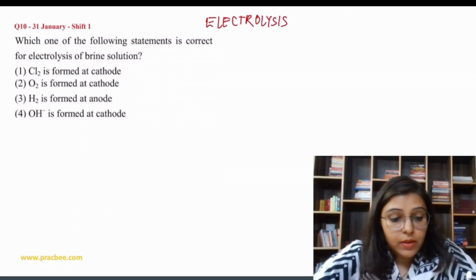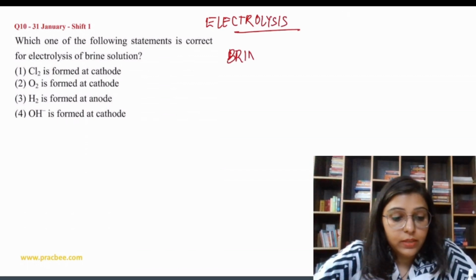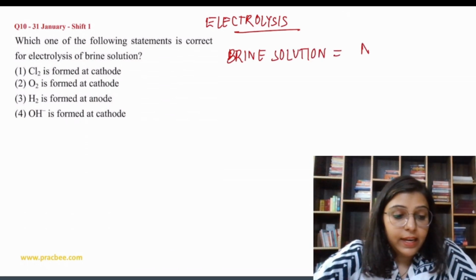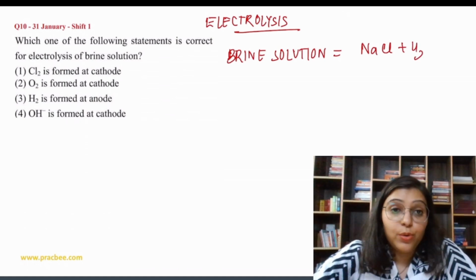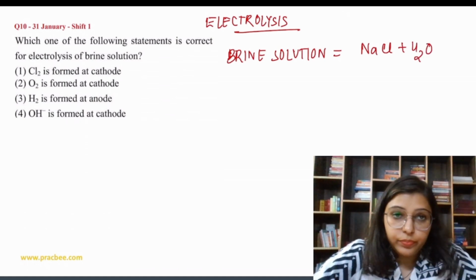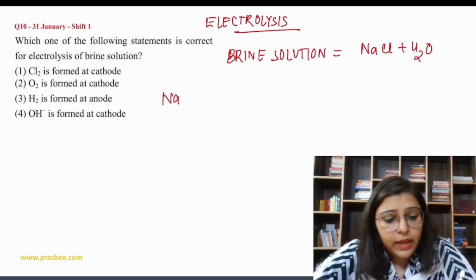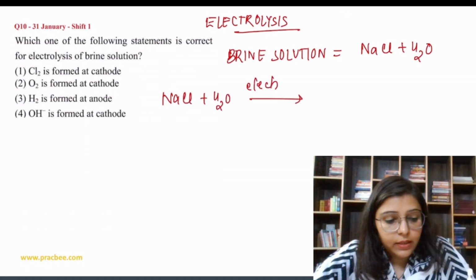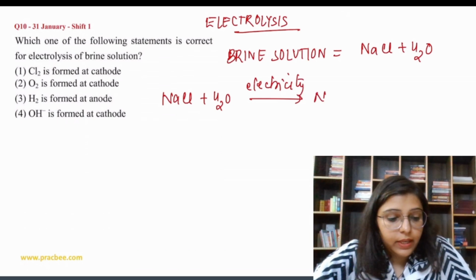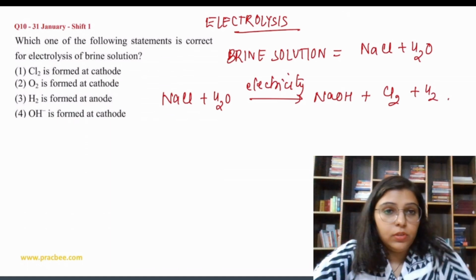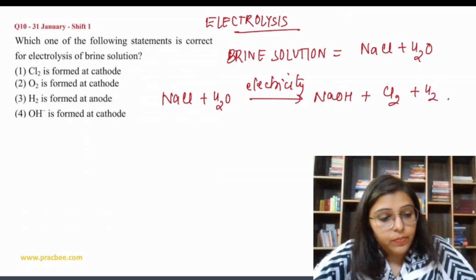Electrolysis. Brine solution. What is brine solution? Brine solution is NaCl plus water, or an aqueous solution of NaCl. So what happens? NaCl and water on passing electricity give NaOH, Cl2, H2.